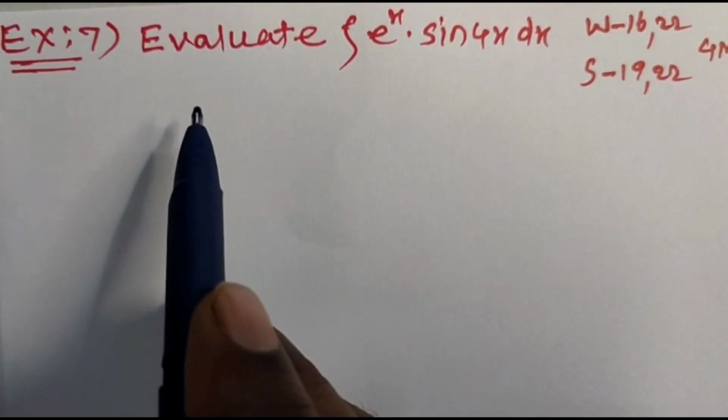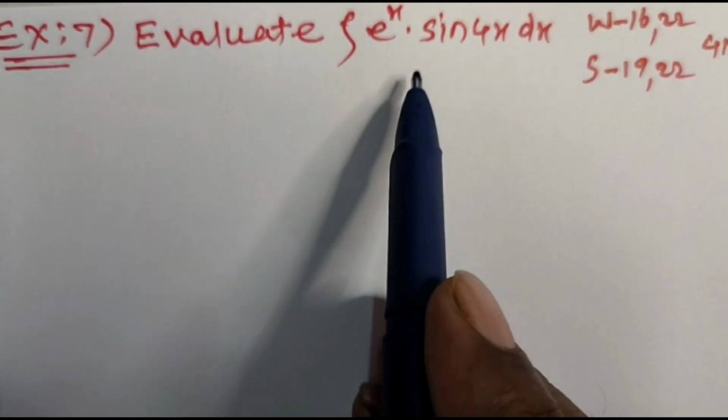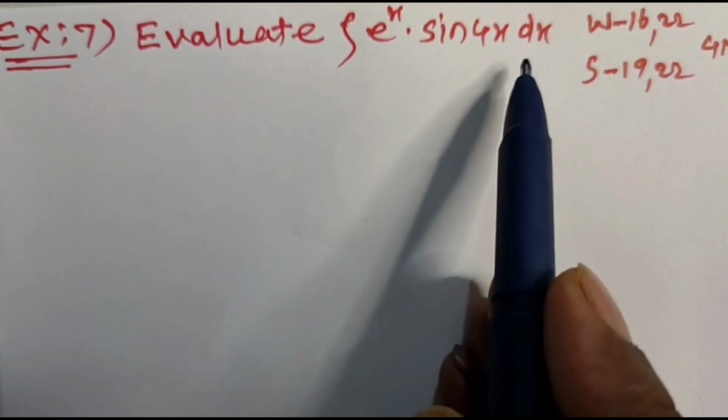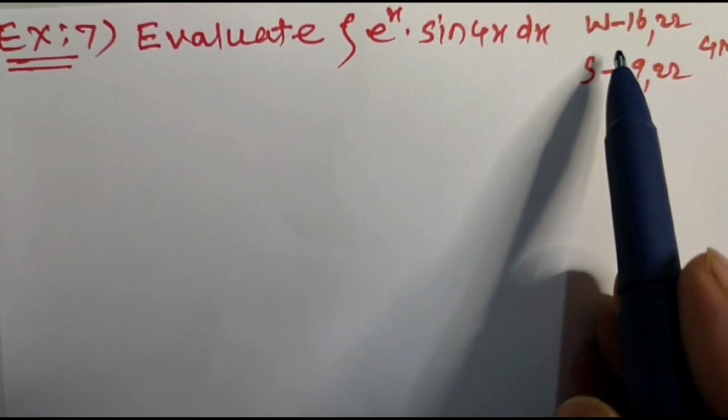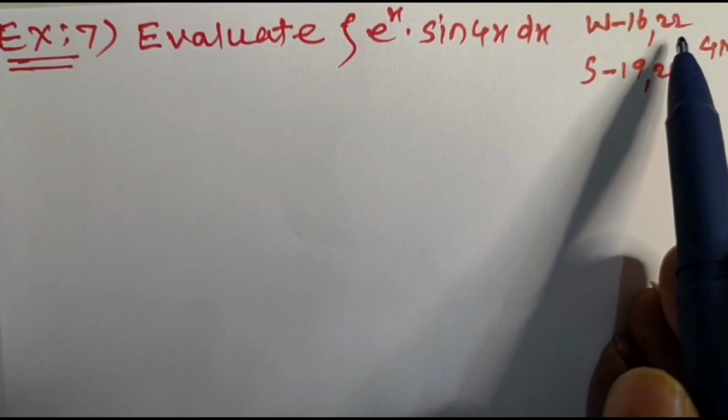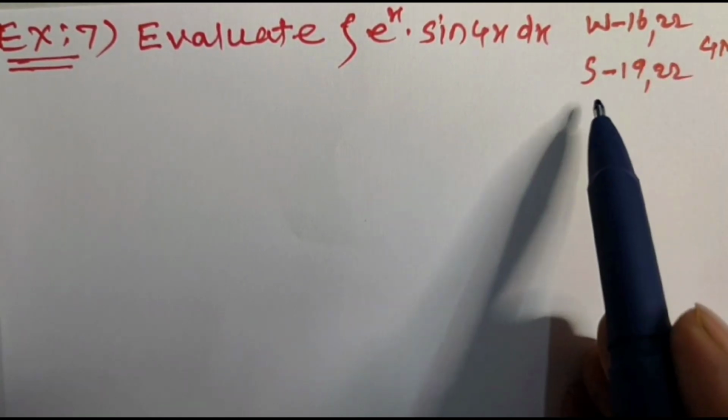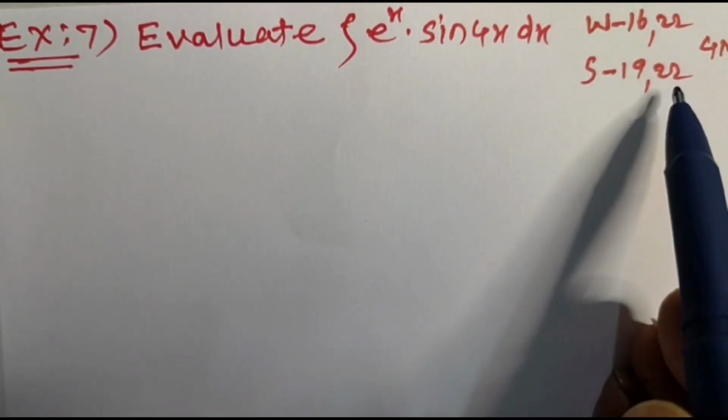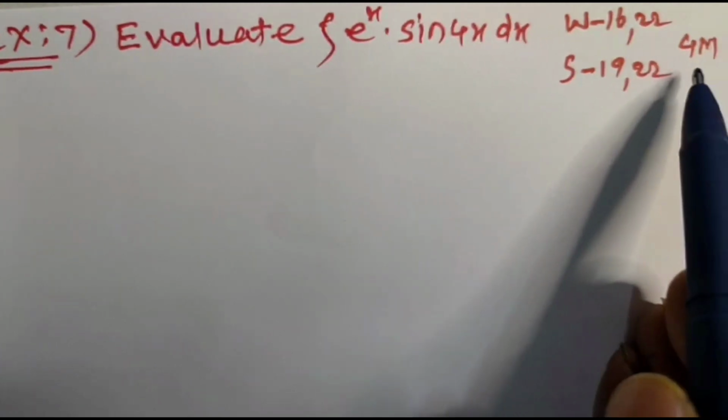Let us solve sum number 7. Evaluate integral of e to the power x into sine 4x dx. This sum appeared in winter 2016 and winter 2022, summer 2019 and summer 2022 for 4 marks.